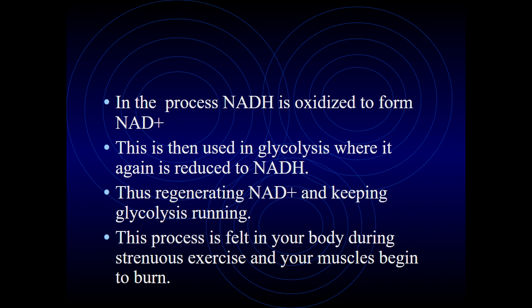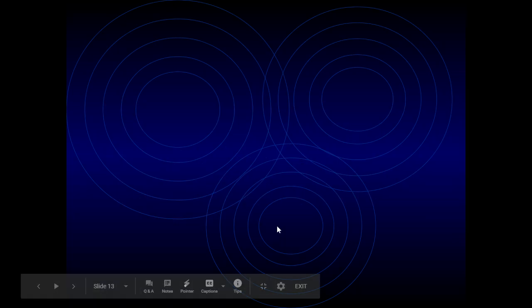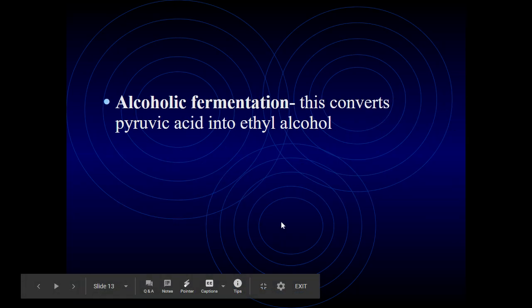This process is felt during stimulus, of course, what we just said. So this is caused by acidity of the lactic acid building up in the muscles. They are transported back to the liver, where it's converted back into pyruvic acid. So remember, your liver is used to filter out things that are not necessarily good for it, and filter out this lactic acid to be able to get rid of the pain in your muscles and wait for more oxygen to become more available.